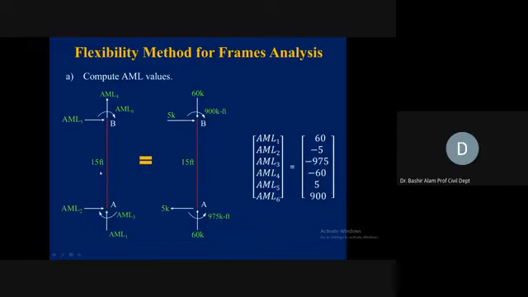Any question? No, sir. It is clear now, right? Because this member AB is just like your beam now, which is in the vertical direction.